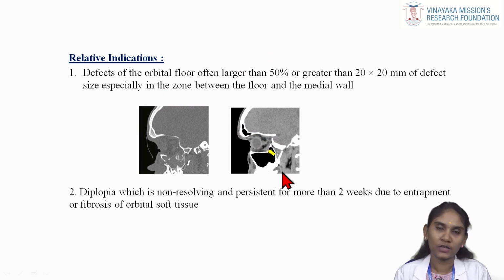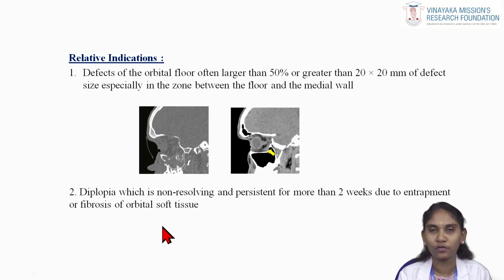And indications. So for what type did we do treatment? Defects of the orbital floor, often larger than 50% or greater than 20 × 20 mm of defect size, especially in the zone between the floor and the medial wall. Diplopia, we also do treatment. Diplopia which is non-resolving and persistent for more than 2 weeks due to the entrapment or fibrosis of the orbital soft tissue.